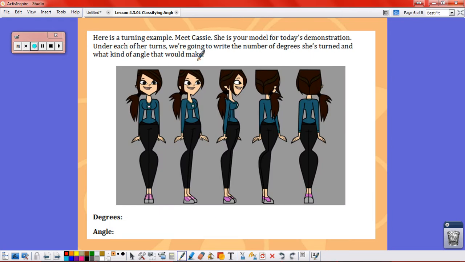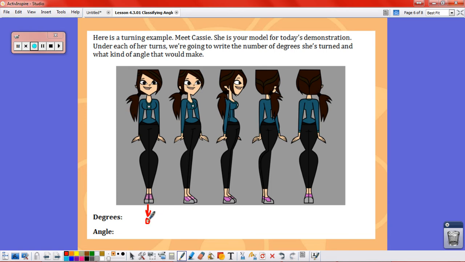Here's a turning example. I wanted to start with turning because I want the definite impression that angles have to do with turning more than distance. So this is Cassie. A lot of my kids ended up telling me that's a character from Total Drama Island. I didn't know that when I found this. She's the model we're using for today's demonstration. Under each of her turns, we're going to write the number of degrees she's turning and what kind of angle that would make.